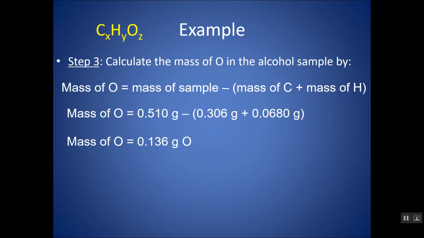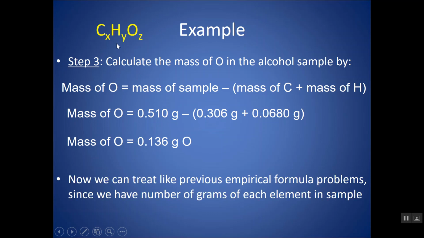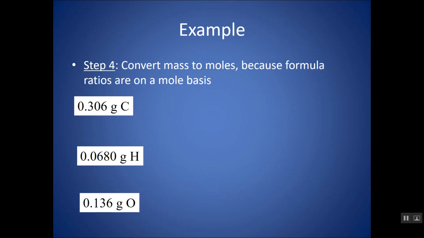But this is a way of finding that last element that you're missing via subtraction. Now I have the masses of each of these elements. Okay, now I can just treat this like any other problem that I had before where I had starting masses of each element. How do I find the formula? Okay, remember that formulas are mole ratios, so when in doubt, mole it out.